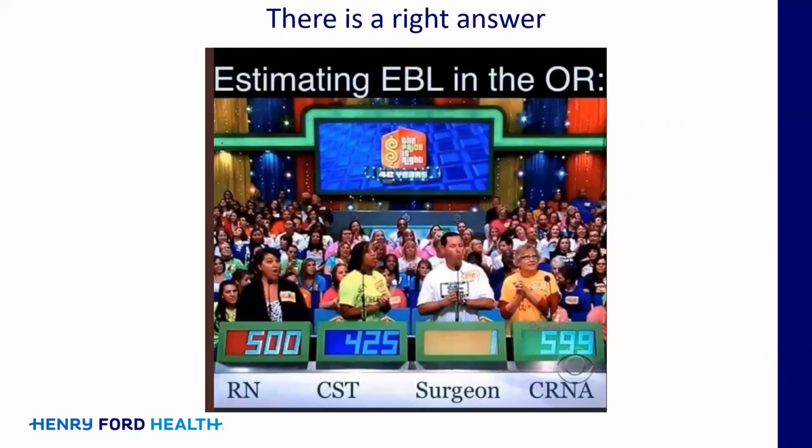Even when we're not talking about something that is perhaps harder to define, like culture, which is variable, we're talking about something where there is a fact of the matter, like estimating blood loss. This slide humorously gets at the idea that in a given surgery, the circulating nurse, the scrub tech, the CRNA all think that they've lost between 425 and 599, and the surgeon thinks they've only lost 1 cc of blood.